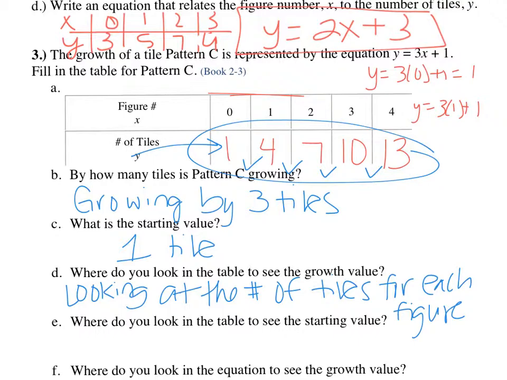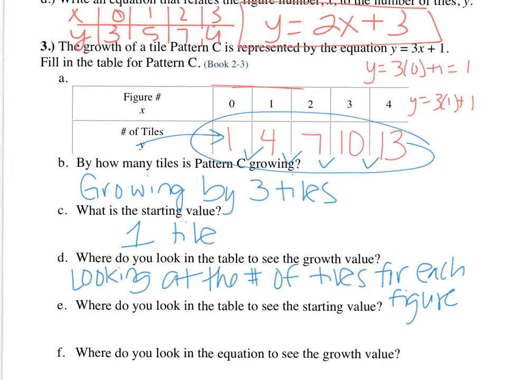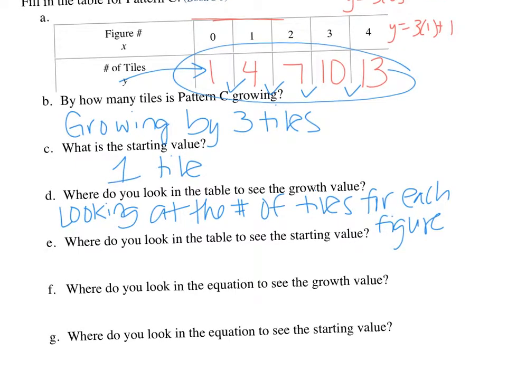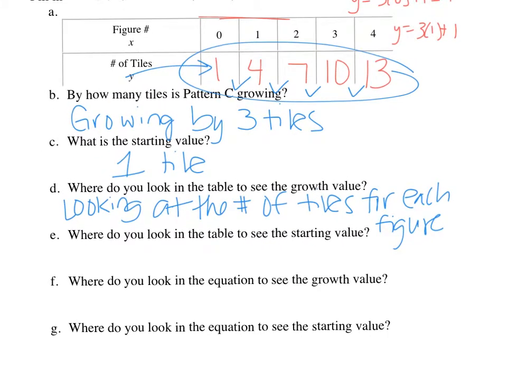So where do you look in the table to see the starting value? Well, that is when our x is 0. So we're looking at the y value when x equals 0.